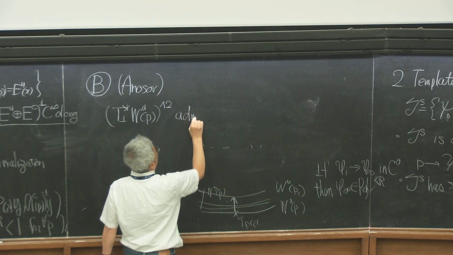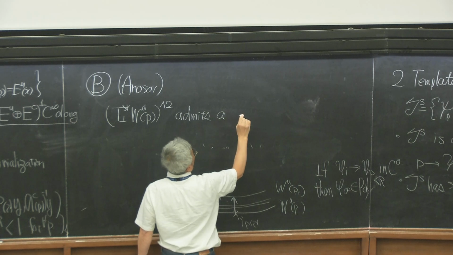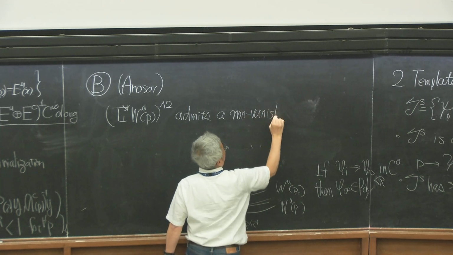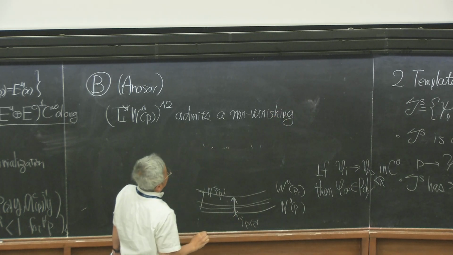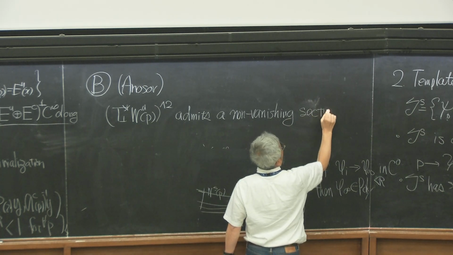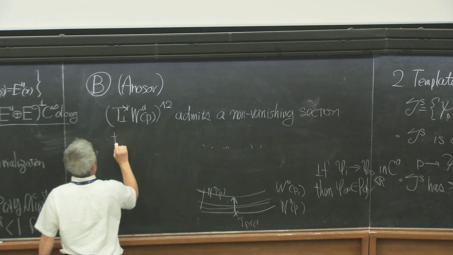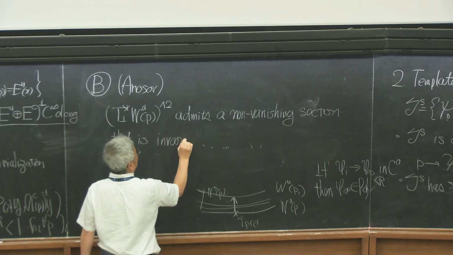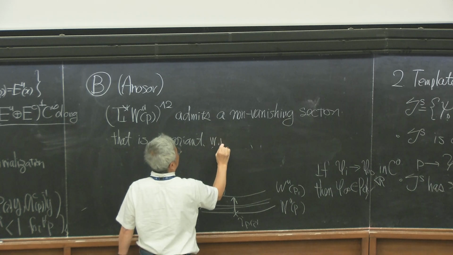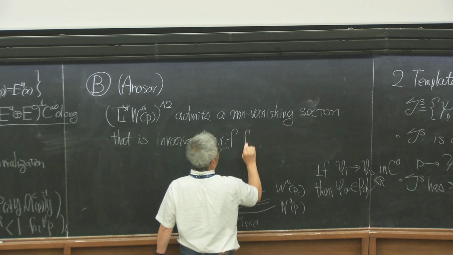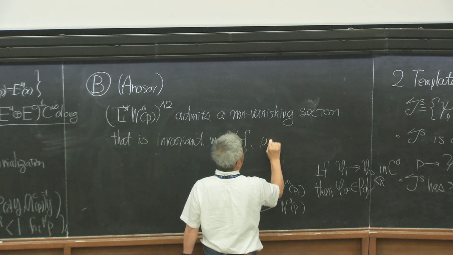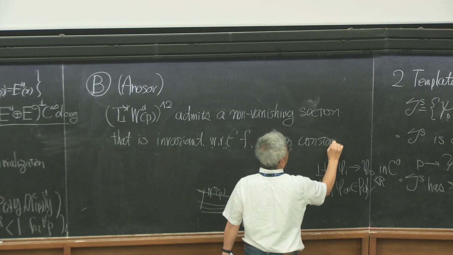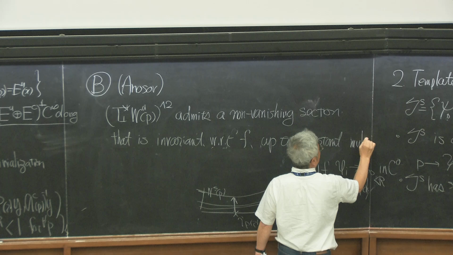Then it admits a non-vanishing section that is invariant with respect to f, of course, up to a constant multiple.